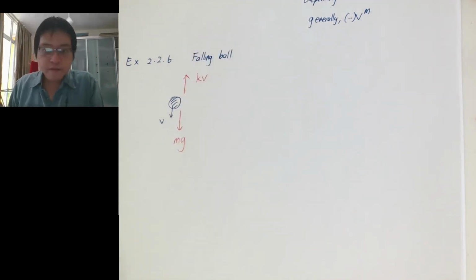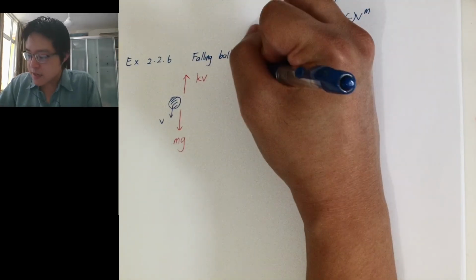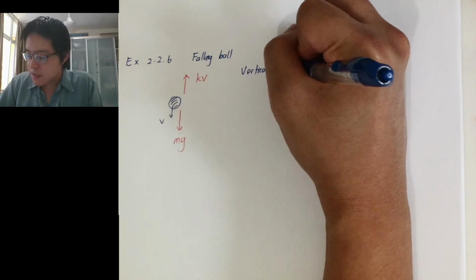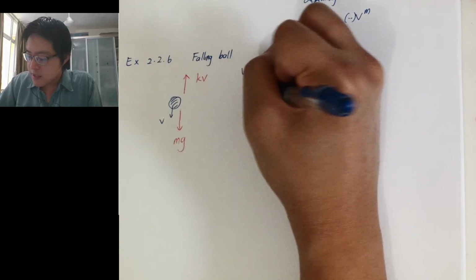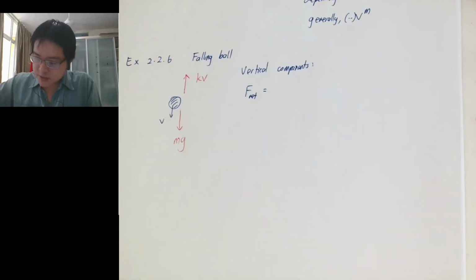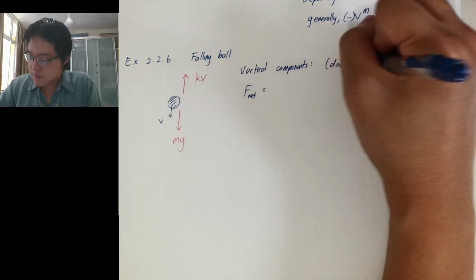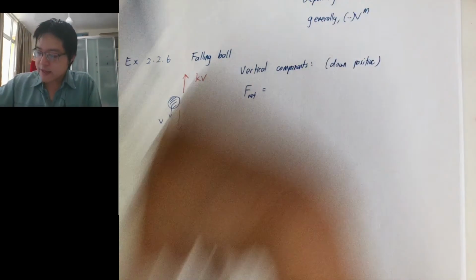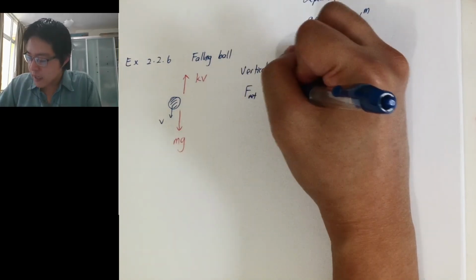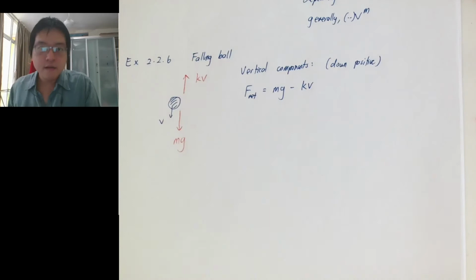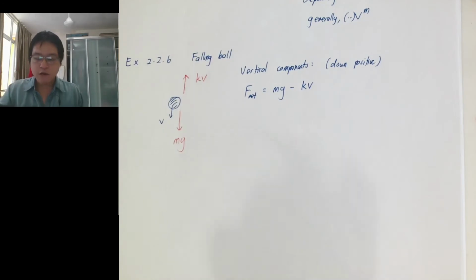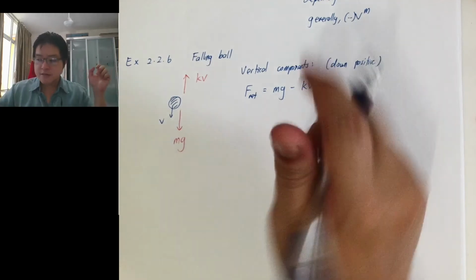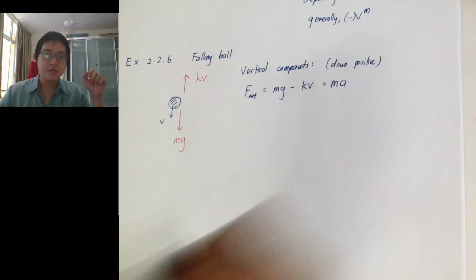Let's figure out the net force in the vertical direction. I'll take down as positive. Then my net force is mg minus kv. The drag force will reduce the force due to gravity; it will counteract it. And by Newton's second law, this net force is equal to mass times acceleration.